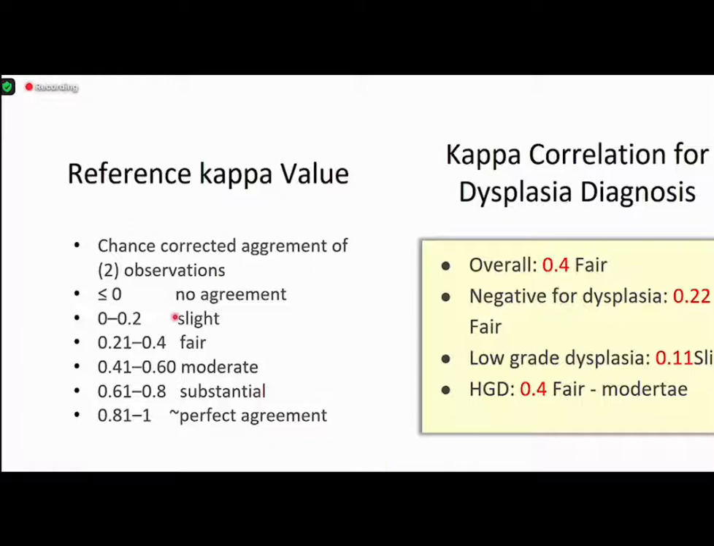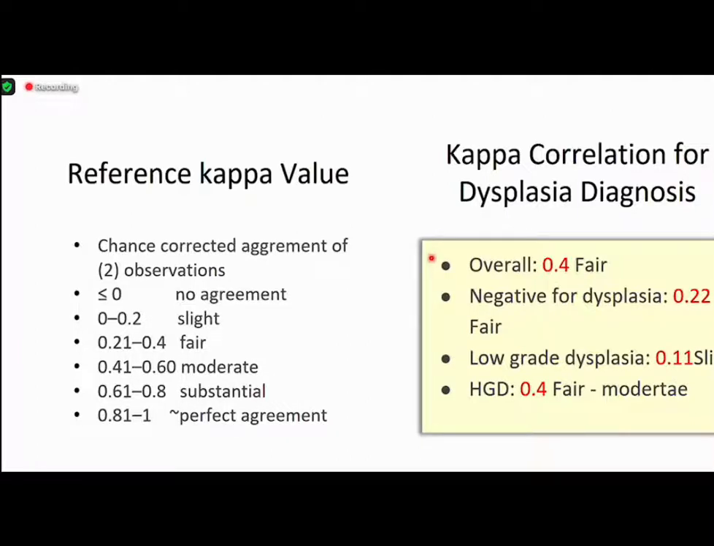The value usually ranges from 0 to 1. If it's 0, that means no agreement. 0 to 0.2 is slight. 0.21 to 0.4 is fair. 0.41 to 0.60 is moderate. 0.61 to 0.8 is substantial. And anything above 0.8 is considered nearly perfect, which is hardly seen in most cases.